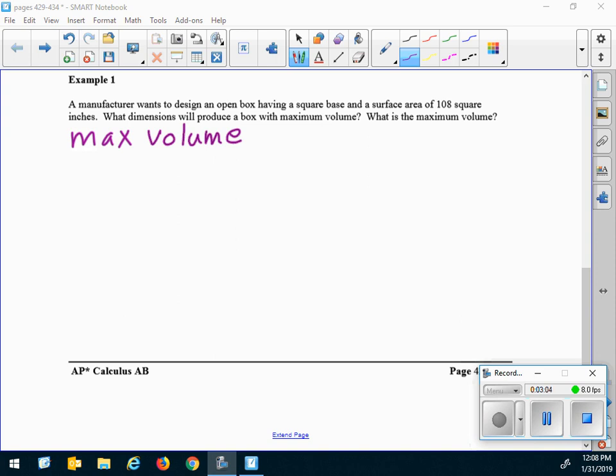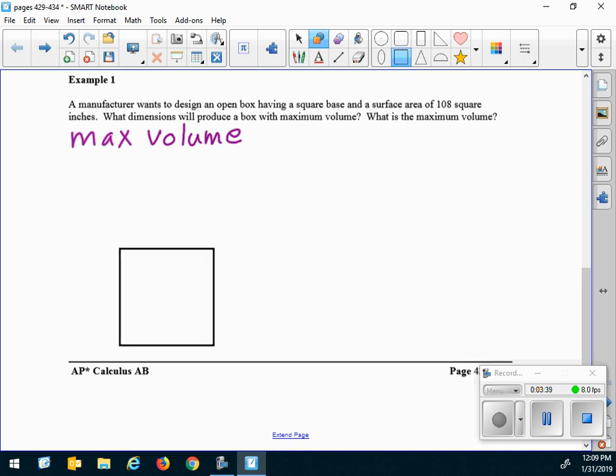Step 2, draw a picture, define a variable, or use some formula to identify the quantities not valued. We can draw a picture. We have got an open box with a square base. So I want you to, as best you can, draw it. I can cheat. I don't even want it right there. I want it right there. There we go.